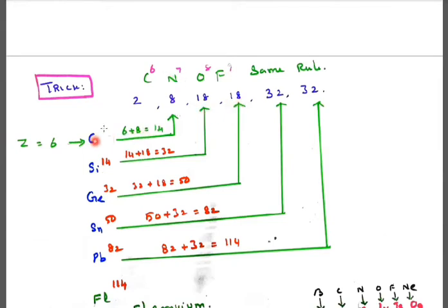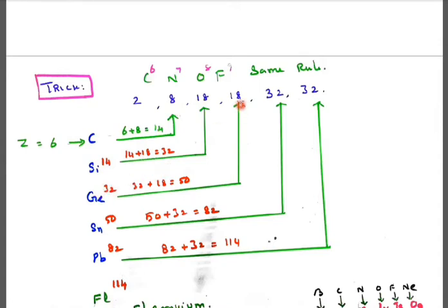The atomic number of carbon is 6, nitrogen is 7, oxygen is 8, and fluorine is 9. So first, to carbon's 6 add 8, and we get 14, the atomic number of silicon. Then to this 14 add 18, so we get 32, the atomic number of germanium.